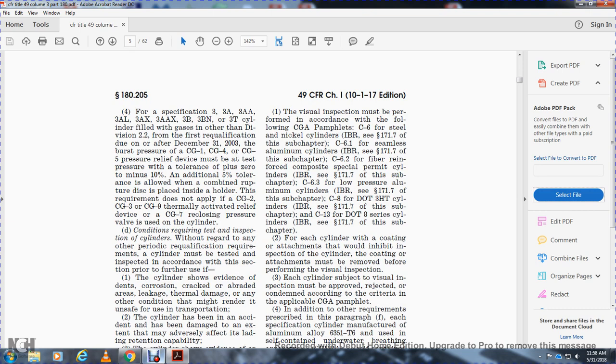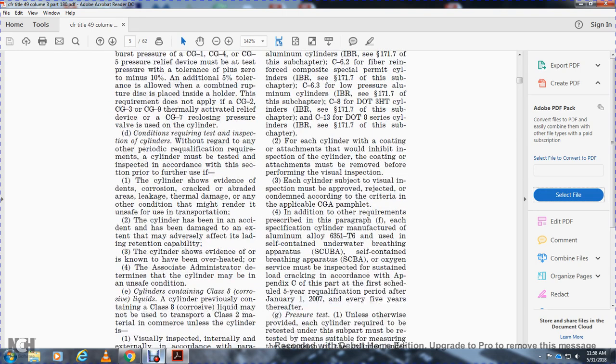Conditions requiring testing and inspection of cylinders do not negate any periodic inspection and requalification requirement. The cylinder must be tested and inspected in accordance with this section prior to further use if the cylinder shows evidence of denting, corrosion, cracking, leakage, thermal damage, or any other condition that might render it unsafe for transportation. This also applies if the cylinder has been in an accident and damaged to the extent that it may adversely affect its lading retention capability, shows evidence of having been overheated, or if the Associate Administrator determines the cylinder may be in an unsafe condition.